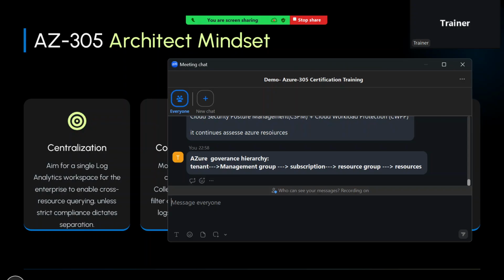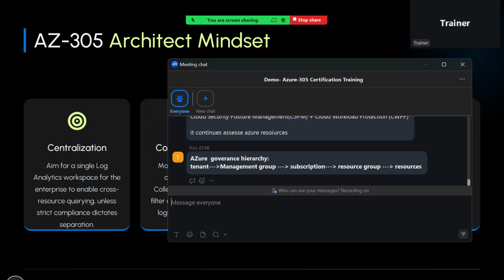And what are the best practices? Organize subscriptions using management groups. Apply Azure Policy at the management group. Use RBAC with least privilege. Protect production resources with resource locks, enforce mandatory tags, continuously review permissions, and automate governance through infrastructure as code.